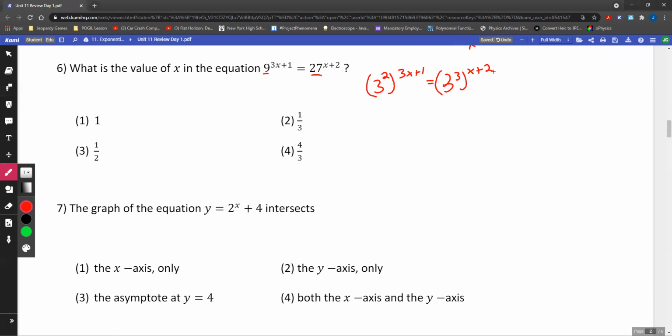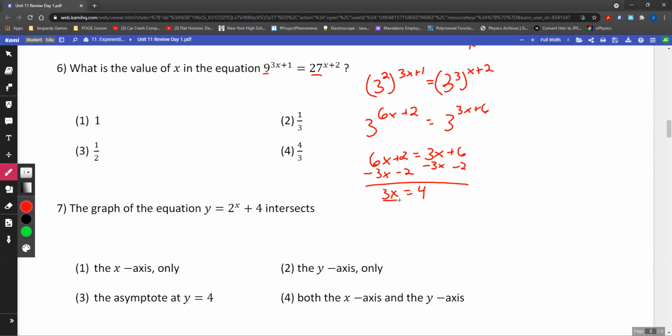Again, multiply the new exponent with the old exponent. So 3x times 2 is 6x plus 2. This becomes 3x plus 6. New exponents are set equal to each other. Subtract the 3, subtract the 2, and I get 3x equals 4. Divide both sides by 3. I get x equals 4/3.